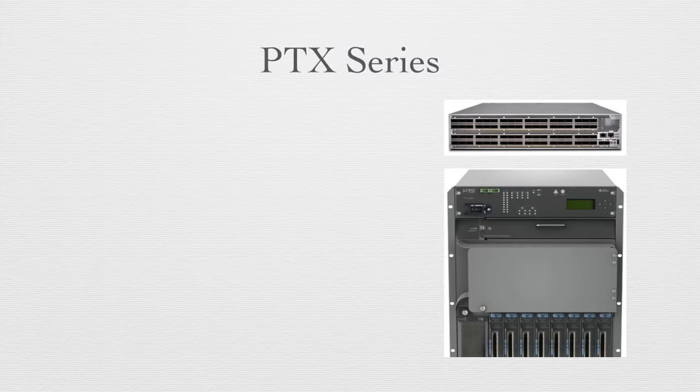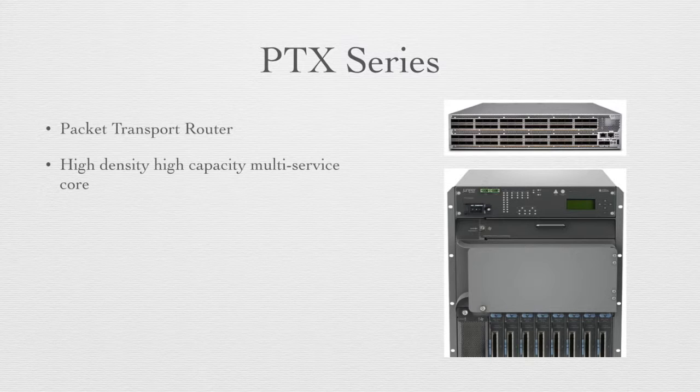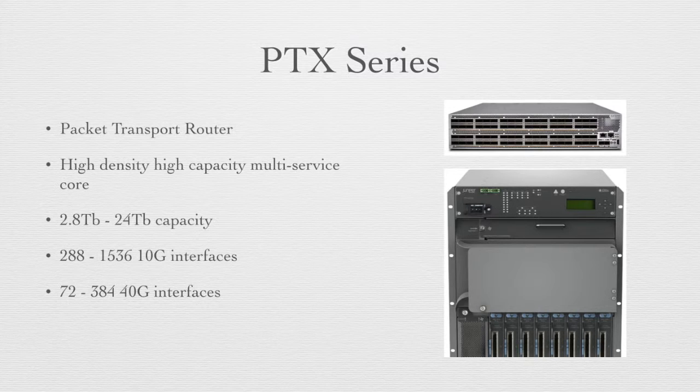So if the T series is not large enough for the aggregation needs, then we have the PTX series. The PTX stands for Packet Transport Router. These are the high capacity units, high density, high capacity, but still multi-service on the core. They range in 2.8 terabyte to 24 terabyte for the capacity and have 200 to 1510 gigabyte interfaces with 72 to 384 40 gigabyte interfaces, or 24 to 240 100 gigabyte interfaces. These are definitely the large scale systems.